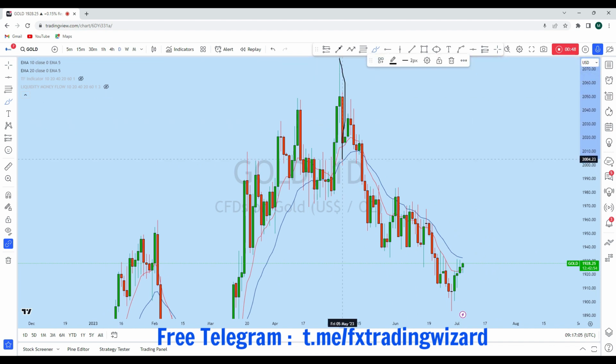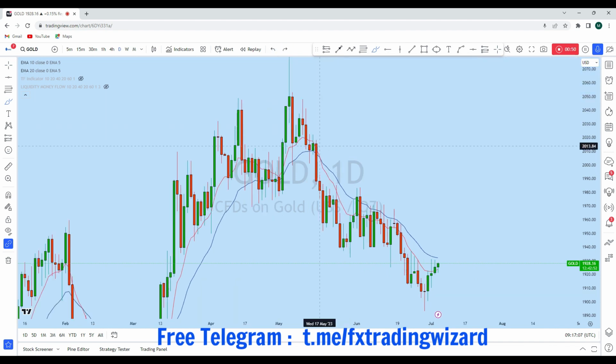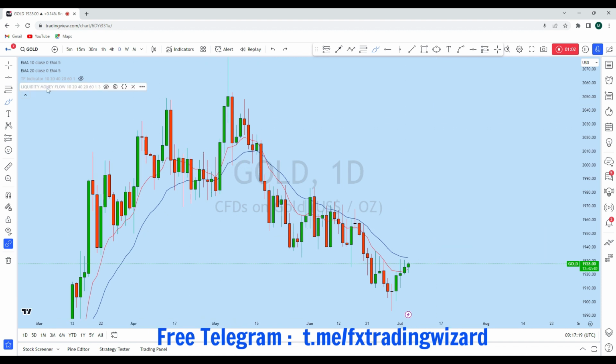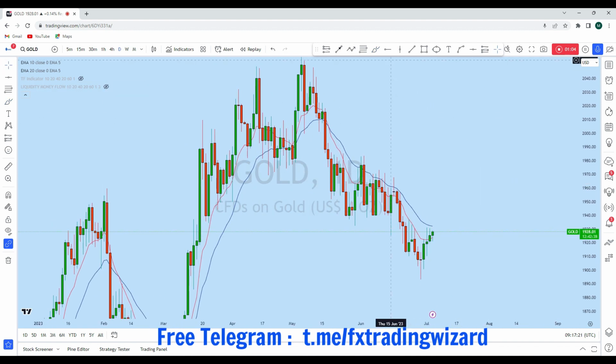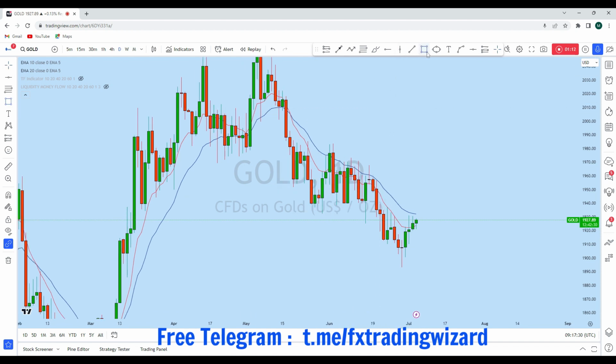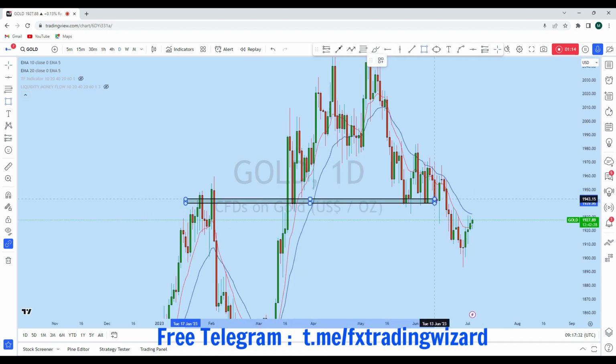With this rejection, gold created a long-term downtrending market structure, creating a series of lower highs and lower lows. This is a long-term downtrend. Now if we narrow down to the recent time frame, we see a long consolidation on the daily perspective.